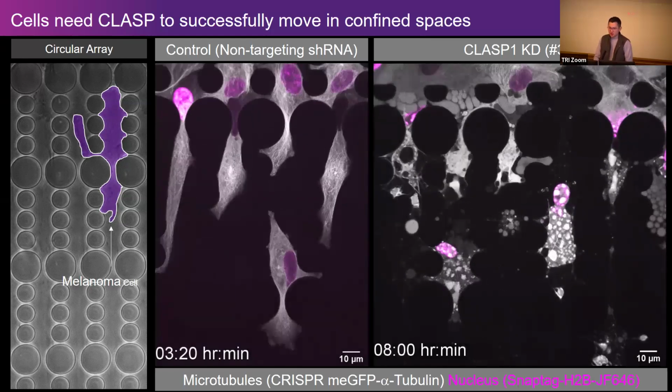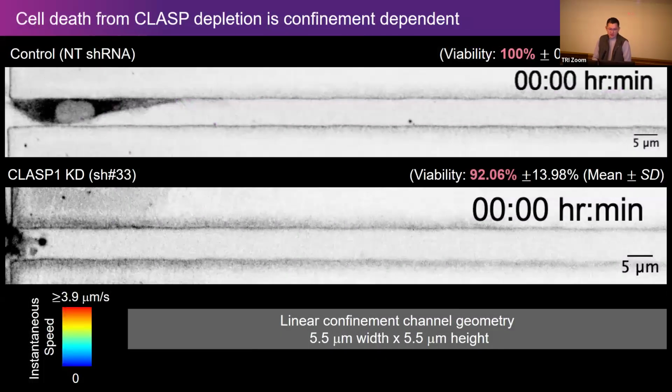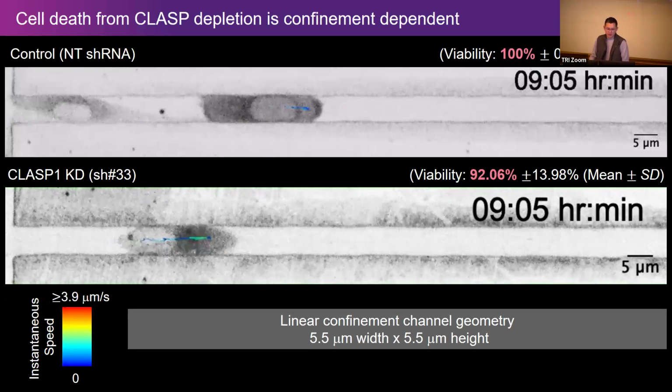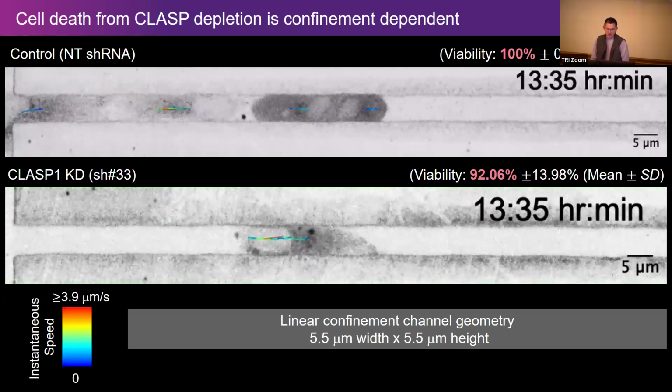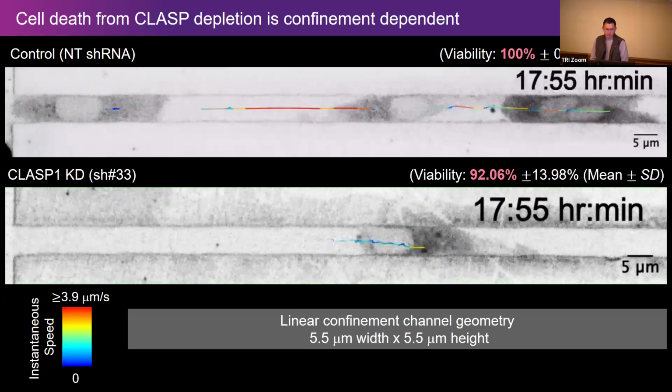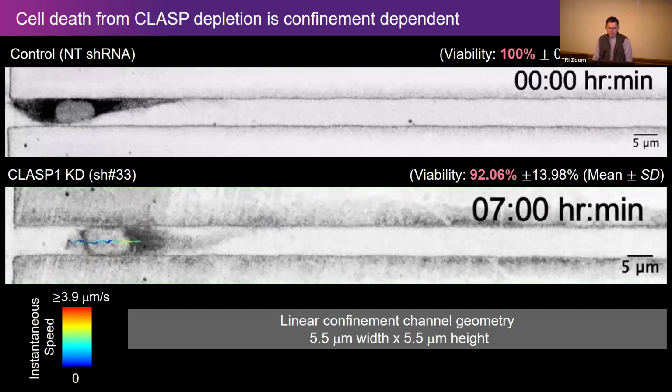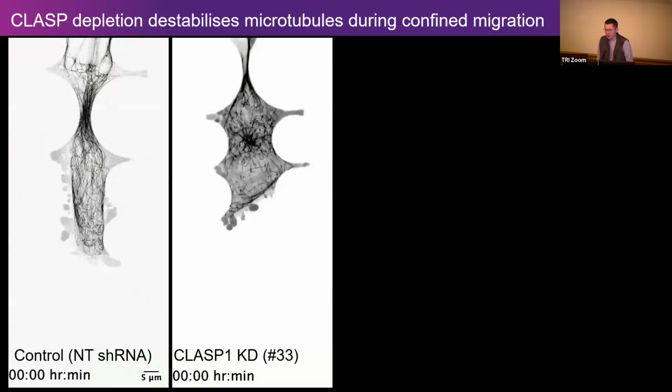And we know this is geometry dependent because if we relax the geometries and allow these cells to migrate in 5 by 5 micron long rectangles, CLASP depletion has almost negligible effect on their viability. It reduces their viability a little bit, but they're still largely able to move through successfully without dying, as you can see here. So the question is, what exactly is CLASP doing to allow cells to survive within these confined settings?